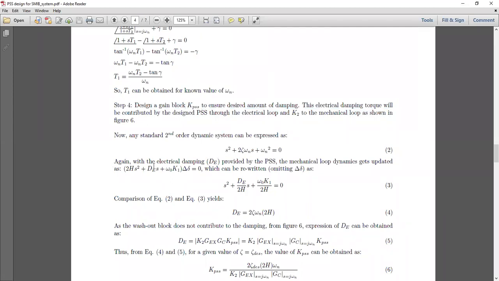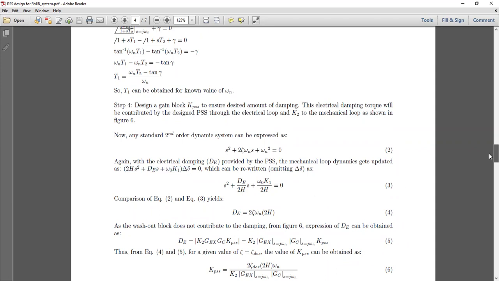Now with the electrical damping provided by the PSS, we denote this damping as DE. D for damping and capital E for electrical. The mechanical loop dynamics now should be updated. How should it be updated? This is the updated equation.